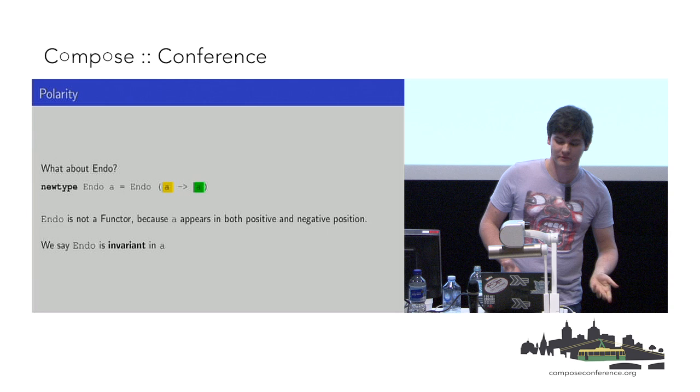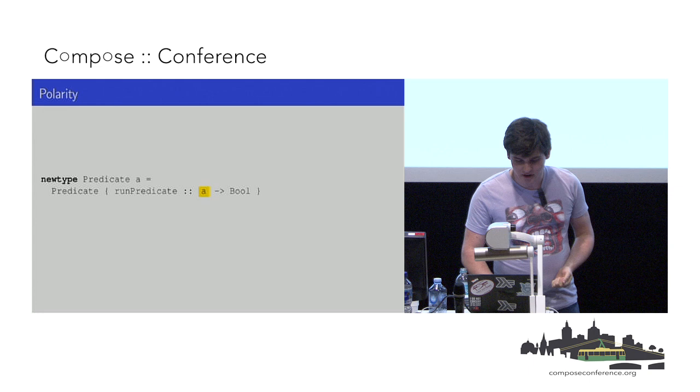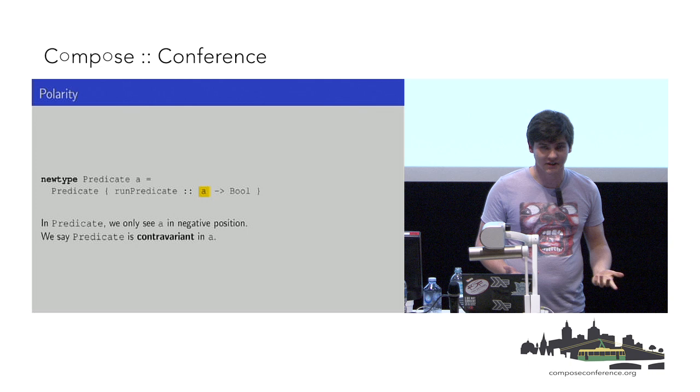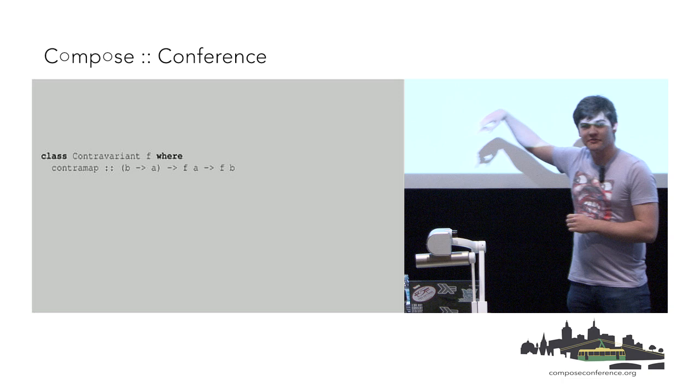So back to our example of predicates. A predicate has an A which only occurs in negative position, so we say that predicate is contravariant in A. Okay? And now I've told you everything I need to tell you to introduce a contravariant functor. So a contravariant functor is a sort of a backwardsy looking fellow which says, given a function from B to A and an F of A, I will produce an F of B.